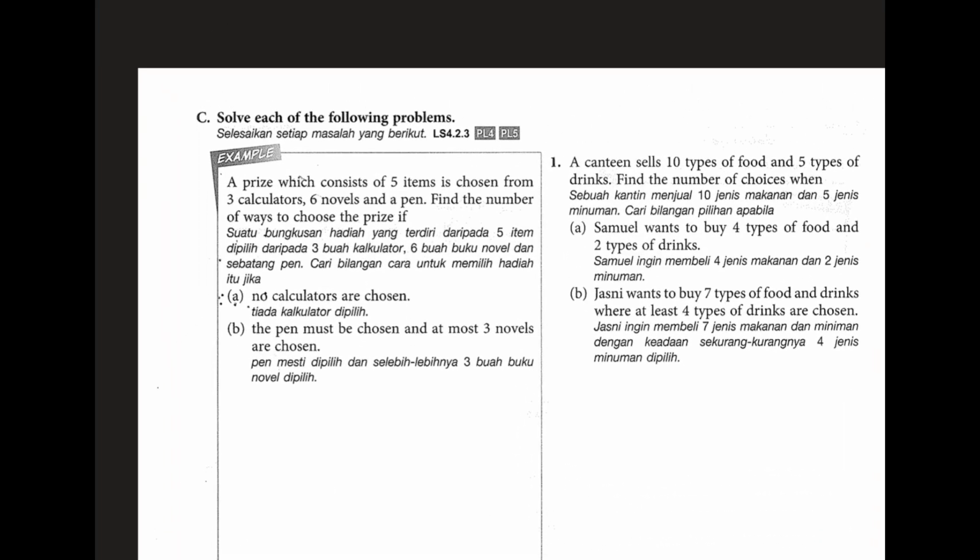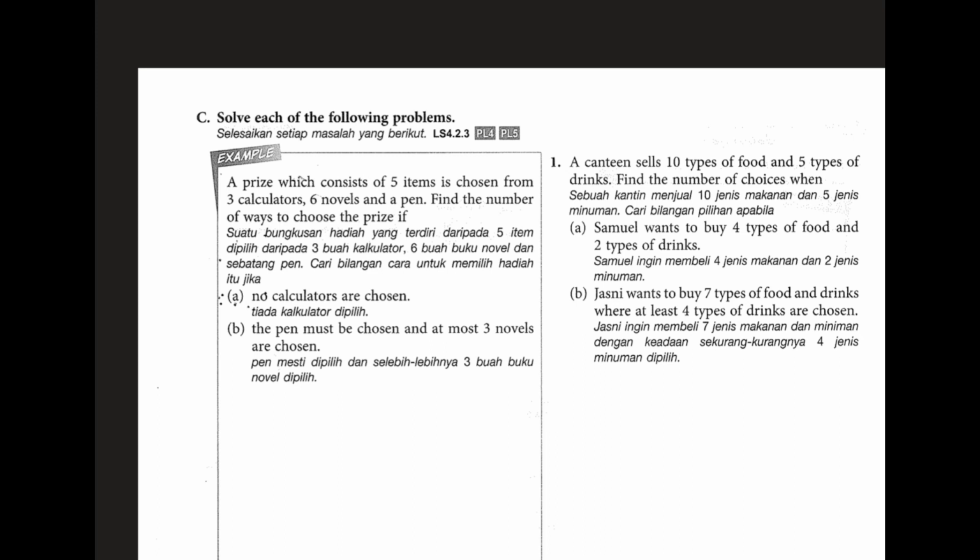A prize which consists of 5 items chosen from 3 calculators, 6 novels, and a pen. Okay, so you have all these. You are going to find the number of ways to choose the prize. Choose a prize. Okay, so our prize here consists of 5 items.